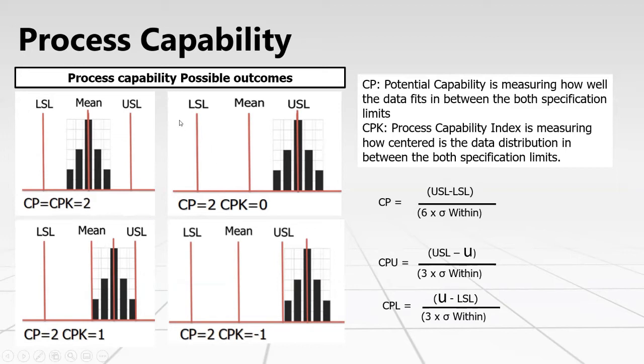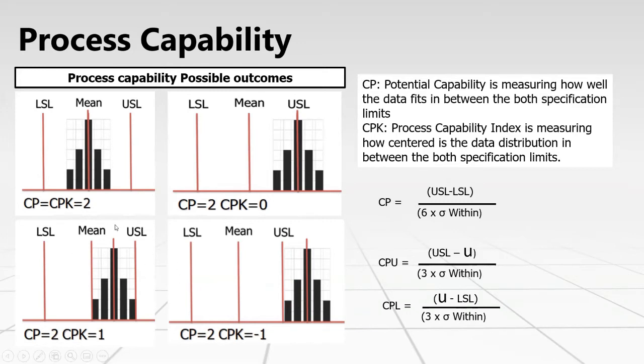In the second scenario, we can see a shift of the data distribution from the target mean, such that the mean of the sample touches the upper specification limit. The range of the data distribution didn't change, so the potential capability, the CP, remained 2, while the CPK, the process capability index, became 0. And why 0? Simply because if we refer to the formula, you will see that the upper specification limit and the mu are located at one point, and then it will be equal to 0.